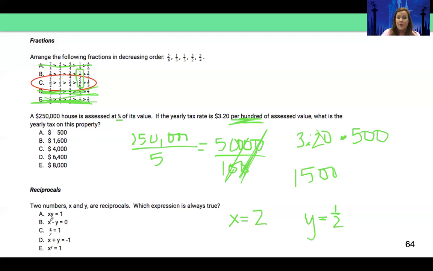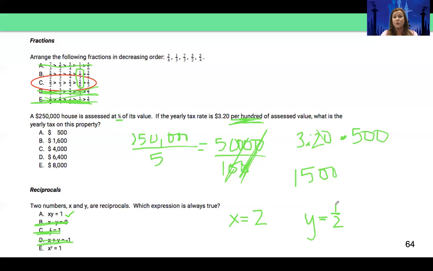And then I just take these 2 numbers and I plug them into the answers. Okay. 2 times 1/2, is that equal to 1? Ooh, yeah, looks like that might be the answer, but I want to double check. 2 minus 1/2, is that equal to 0? No, it's 1 1/2. 2 divided by 1/2, is that 1? No, because it's same, change, flip. 2, change to multiplication, flip it, times 2 is 4. 2 plus 1/2 is 2.5, not -1.